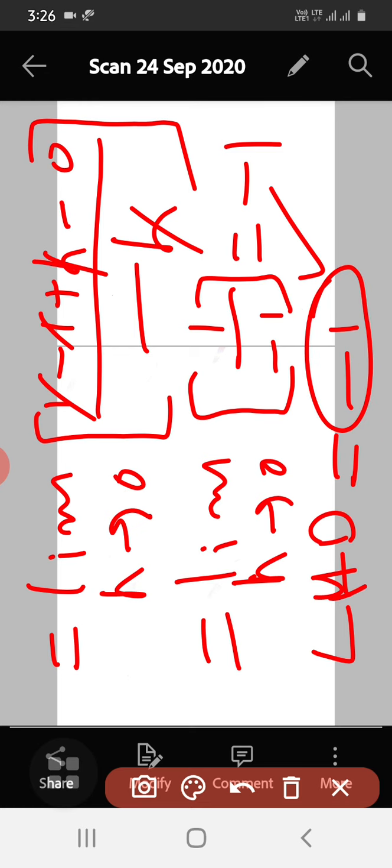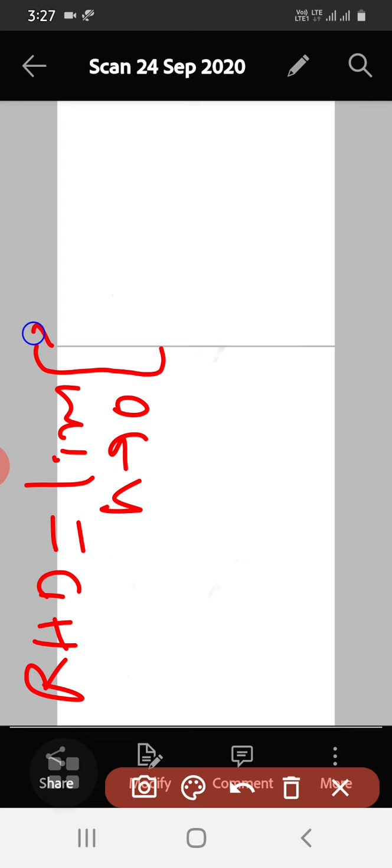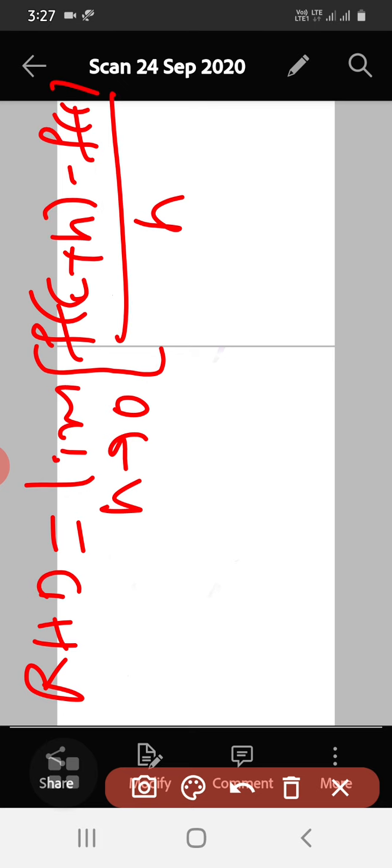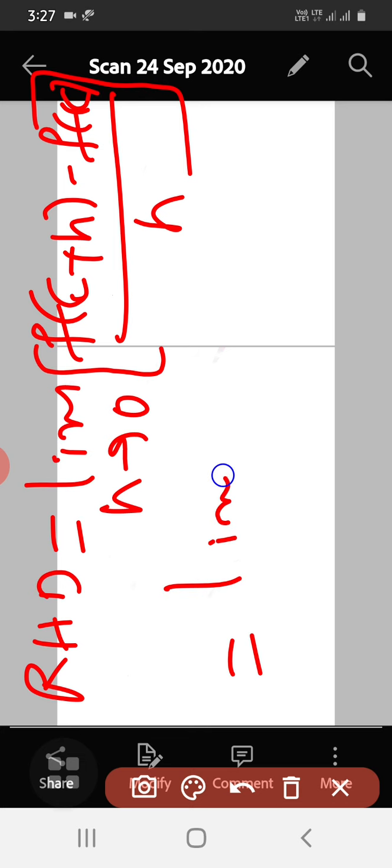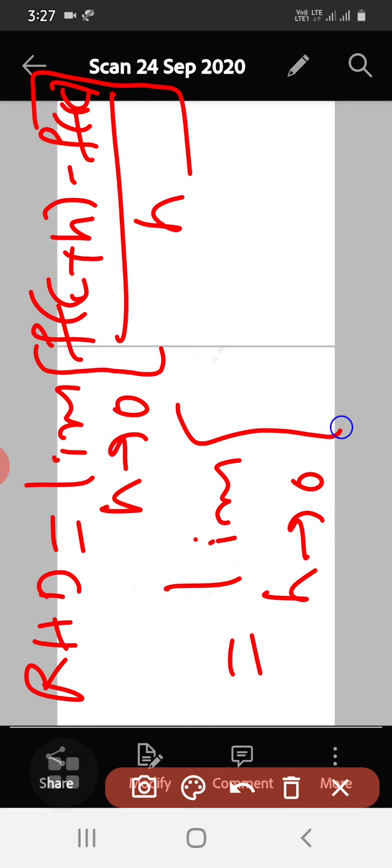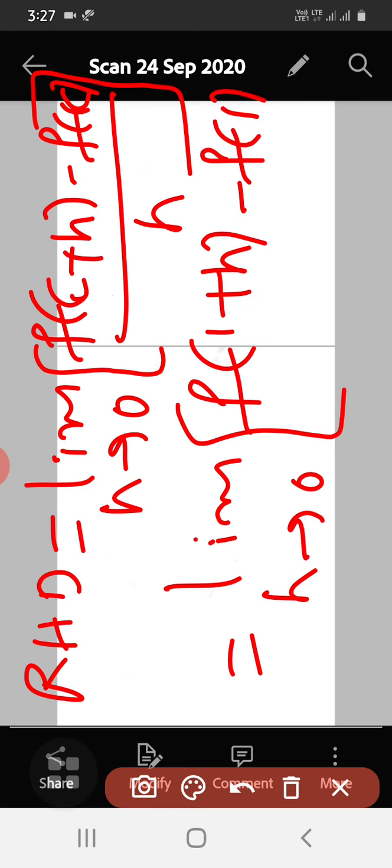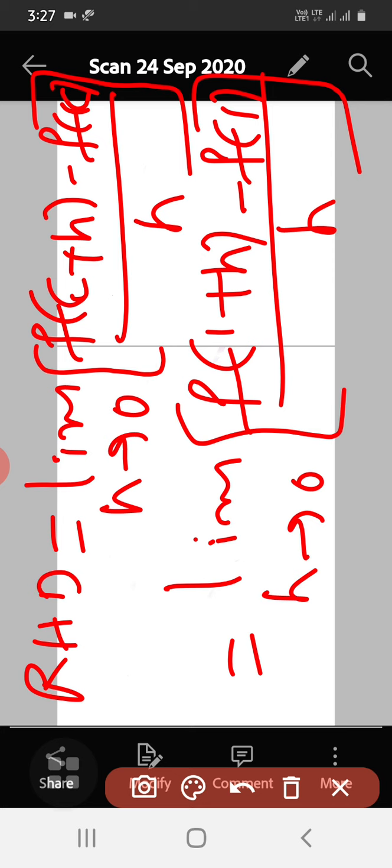Similarly, we have to find the right hand derivative. What is the definition of right hand derivative? Limit h tends to 0, f of c plus h minus f of c divided by h. So this is the definition of the right hand derivative. You replace c by 1: limit h tends to 0, f of 1 plus h minus f of 1, divided by h. 1 plus h means we are finding the right hand derivative.